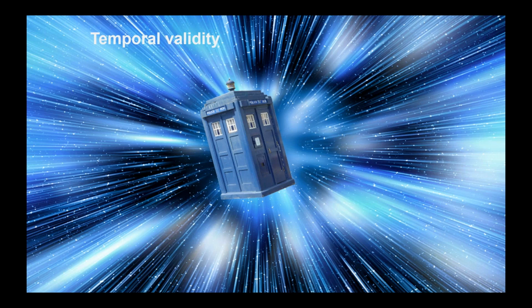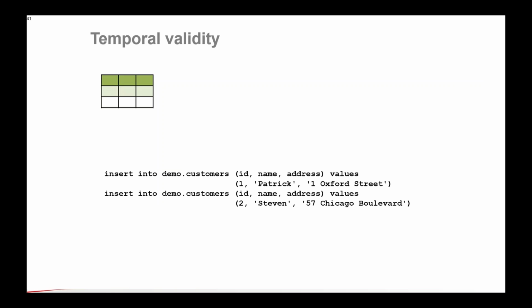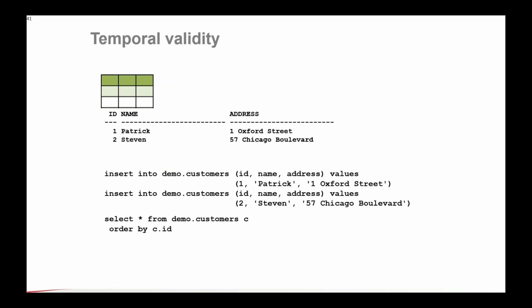Well, Temporal Validity, let's say I create a table with some customers in there. It's got an ID, a name, and an address. Let's populate this with some data, my address, and Steve's address, which is not correct, but okay, he lives in Chicago. If I query that table, it shows me whatever's in there, what I just put in there, right? That's how we normally do stuff.